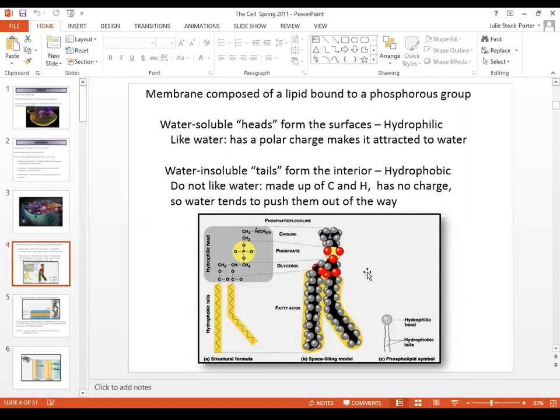which means it's hydrophilic and it likes water. And we looked at the hydrocarbon chains, and we saw that they are non-polar. They don't have oxygen, and they're not going to be attracted to water. This becomes a really, really important functionality. The membrane is composed of a lipid bound to a phosphorus group.